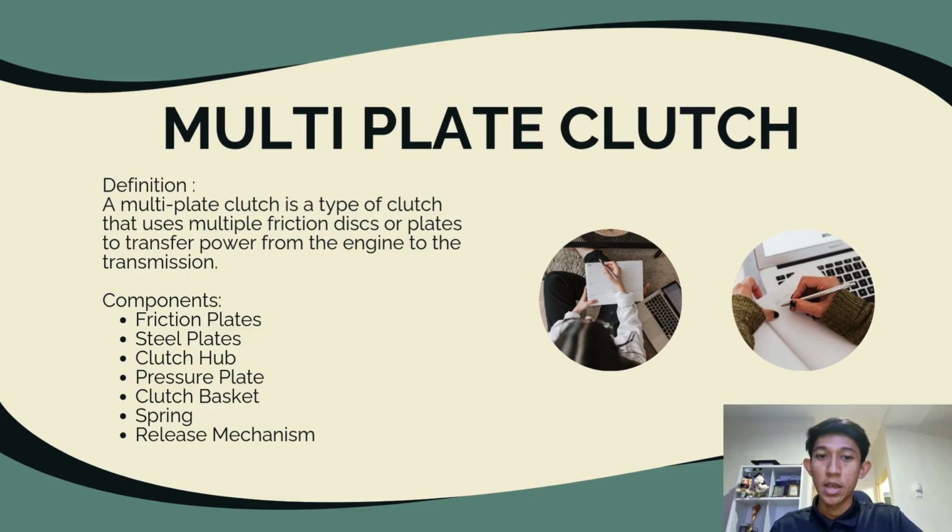And then after that, we have the pressure plates. That is the clutch plate that applies pressure and keeps them in contact with each other when the clutch is engaged. And next up, we have the clutch bracket that holds the multi-plate clutch assembly in place and is connected to the engine. And we have springs that provide the required pressure to engage the clutch plates. Last but not least is the release mechanism, which is the clutch lever and the release bearing.